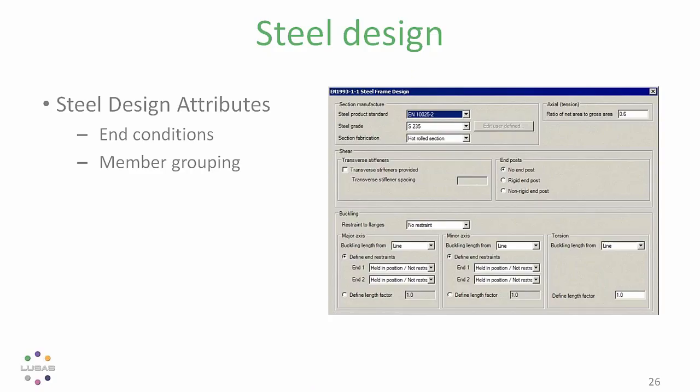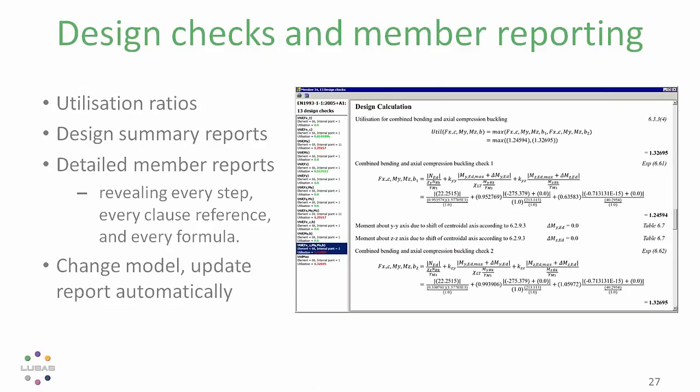The dialog on the screen is the steel design one, within which I set up things like end conditions for my effective length calculation, and I can use this to group my members into like members that I'm likely to be applying the same section size to. Once I've done this, I then define and assign that to the model in the same way as I do for any other attribute within LUSAS.